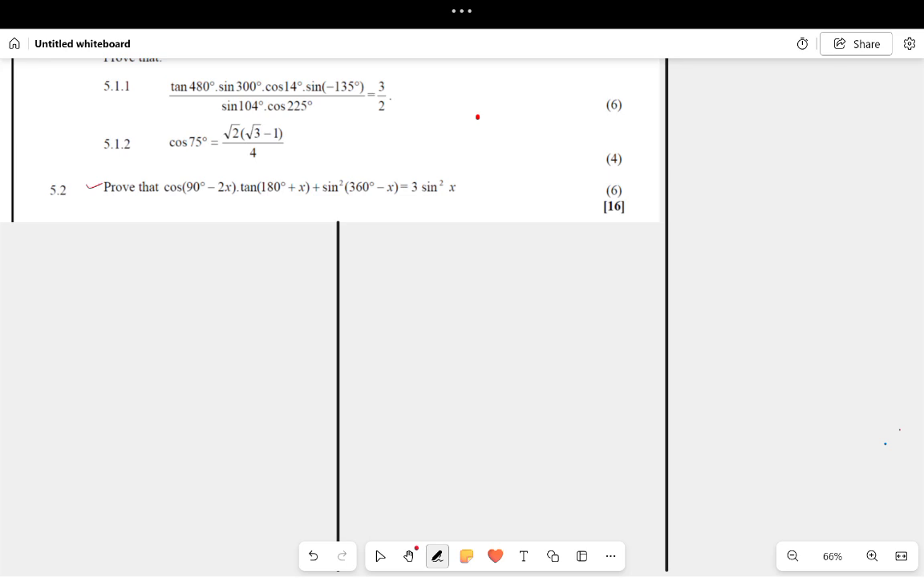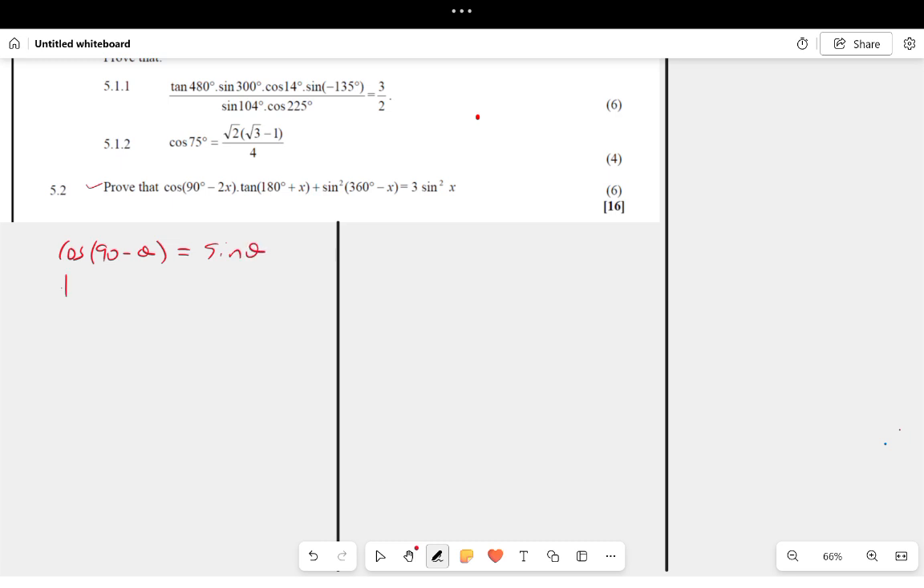We are going to solve the last part of this question. Now, before we solve this question, there are some formulas we need to remind ourselves. If you have the cosine of 90 minus theta, this is simply equal to sine theta.